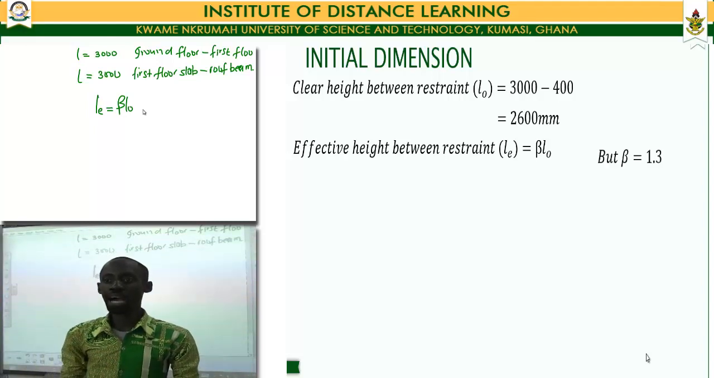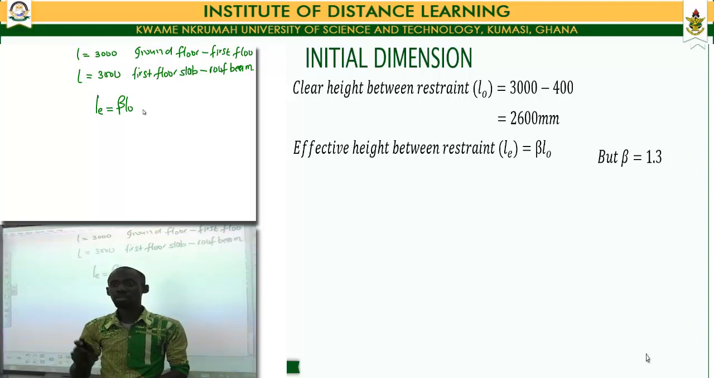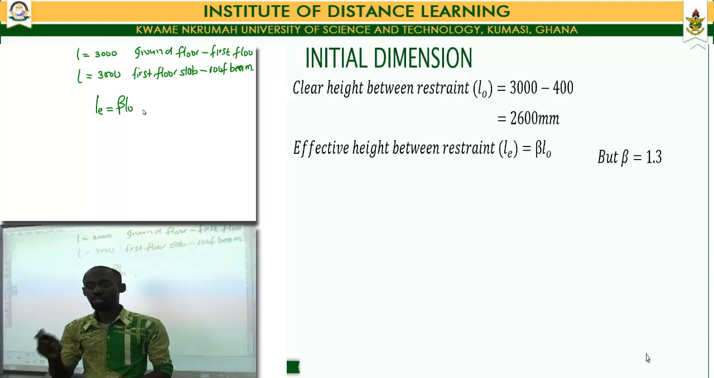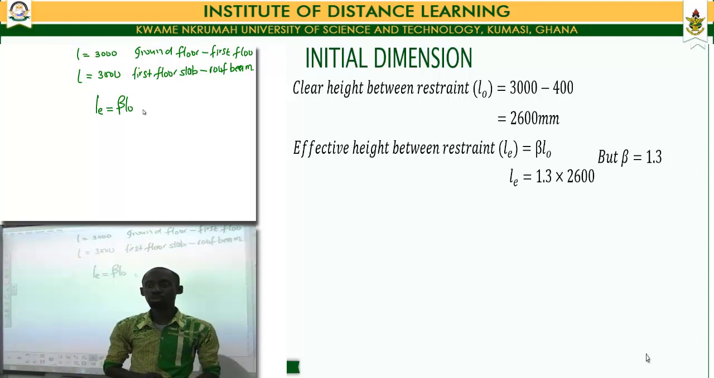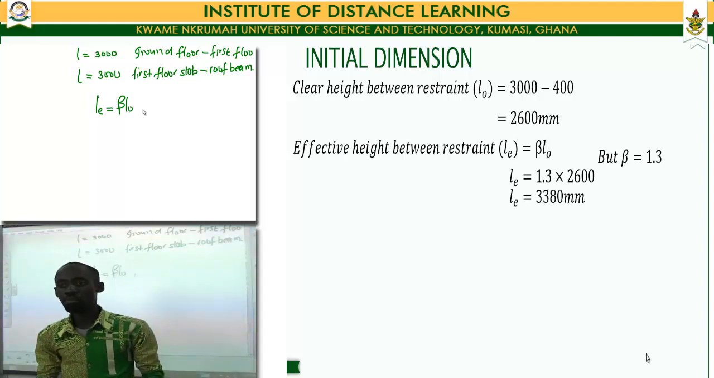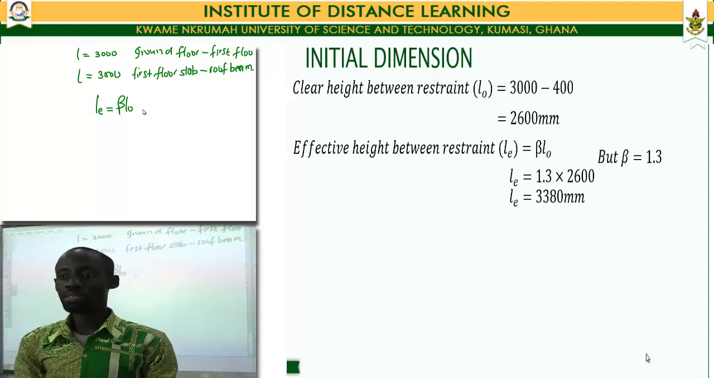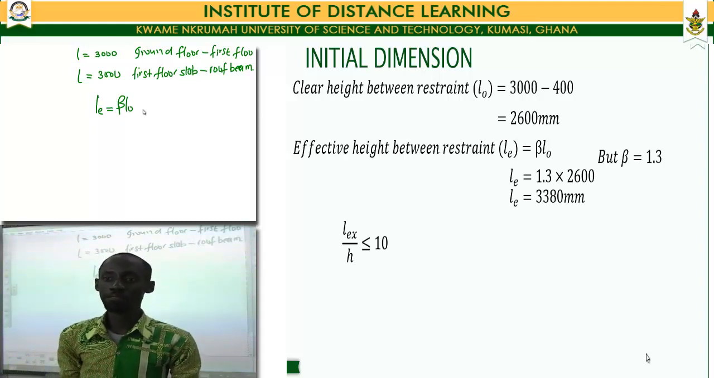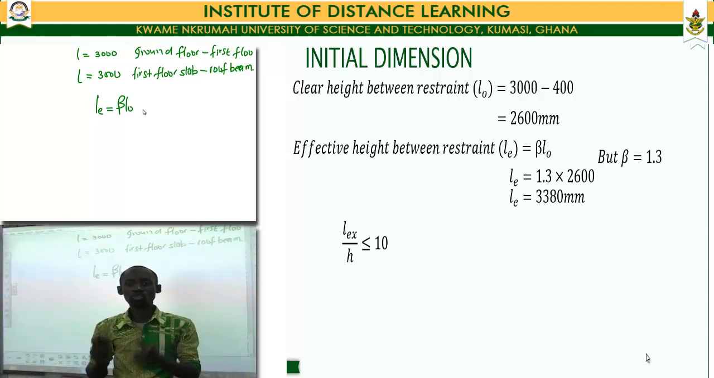Now, moving forward, to calculate our effective height, we multiply our LO value, which is our clear height between restraints, by our beta value. And we've just identified our beta value to have a value of 1.30. So our effective height between restraints is going to be equal to 1.3 multiplied by 2,600, and that gives us a value of 3,380 millimeters.